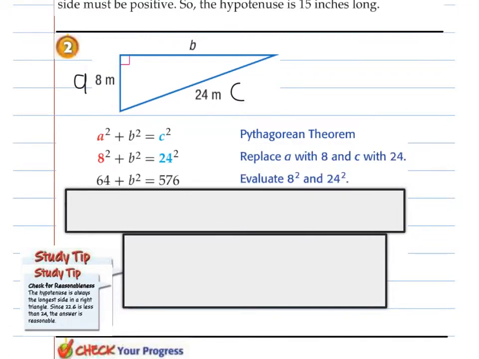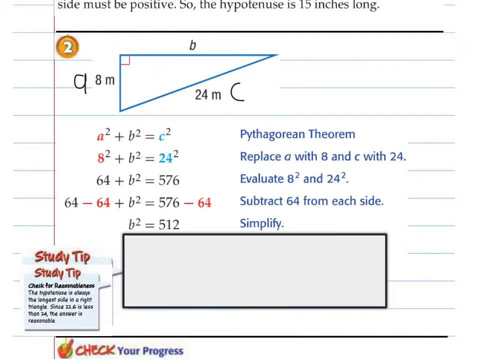And plugging in our known numbers, a was 8 and c was 24. So 8 squared plus b squared equals 24 squared. Evaluating those exponents, we get 64 plus b squared equals 576. And we want to solve just for b. So, reverse PEMDASing, doing our multi-step equations, we're going to subtract 64 from both sides, which will leave us with just b squared equals 512.